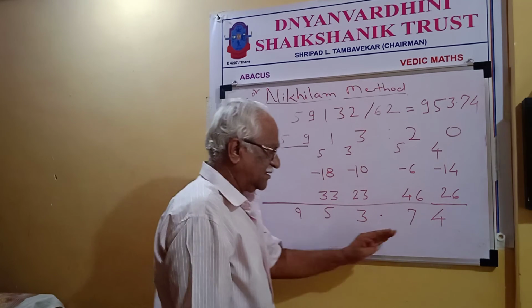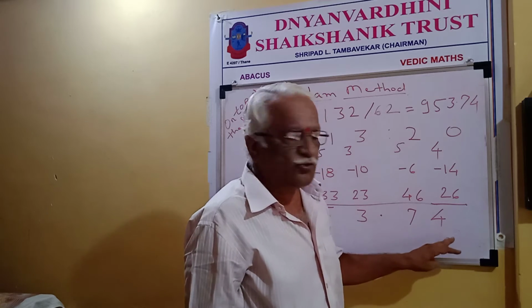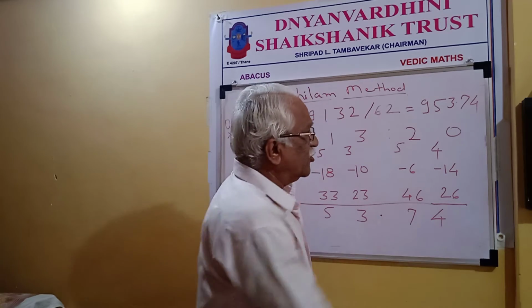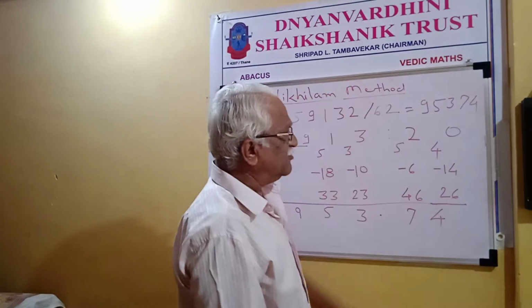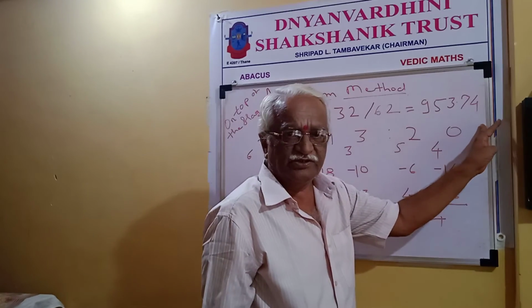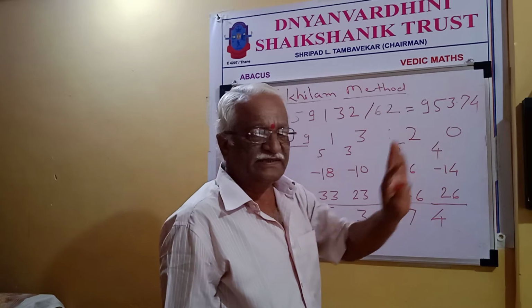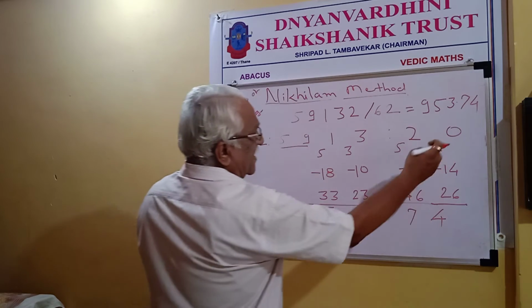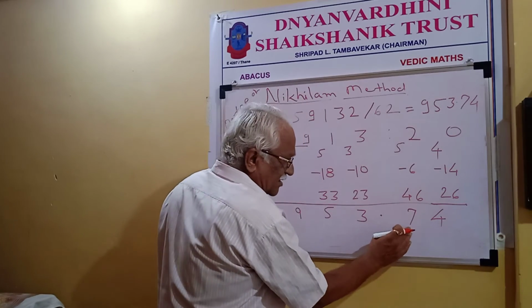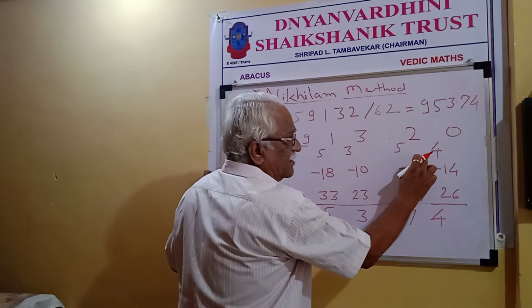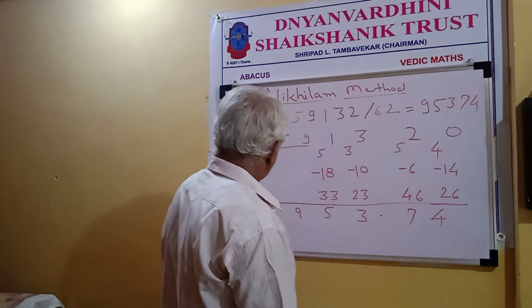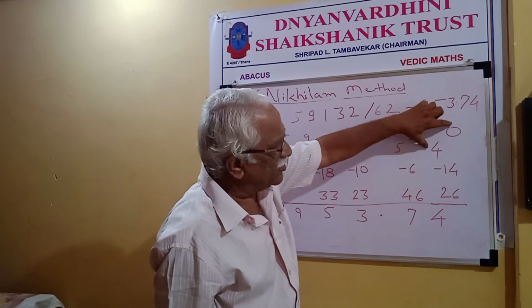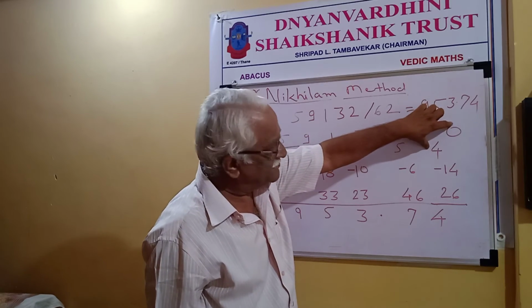Now if you want the answer up to 2 decimal points, you write here 0. If you want up to 3 decimal points, write here also 1 0. We will see up to 2 decimal points. So we have written here 0. The remainder 4, we have prefixed here for 0. Now 40 is the gross dividend.